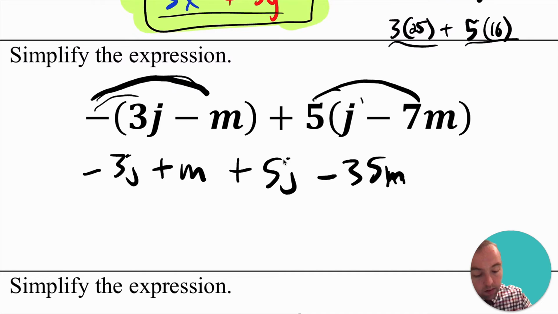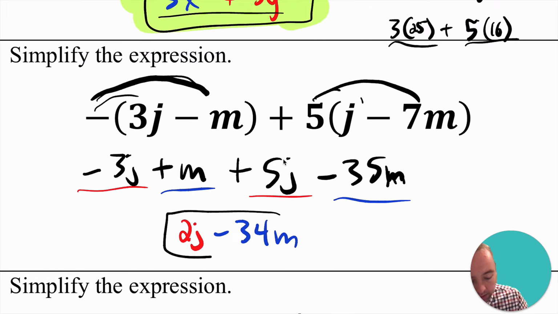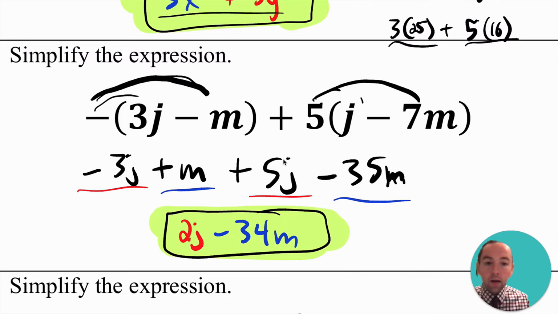So now we just have a series of addition and subtraction. We'll identify if there's any like terms. So right there, you do have terms that have j's with powers of 1. So you can combine together negative 3 with 5 to give you 2j. And then you've also got 1m and negative 35m. 1 minus 35 is negative 34. And then that would be the simplest possible expression because j and m are different variables, therefore not like terms, so we can't combine them together.